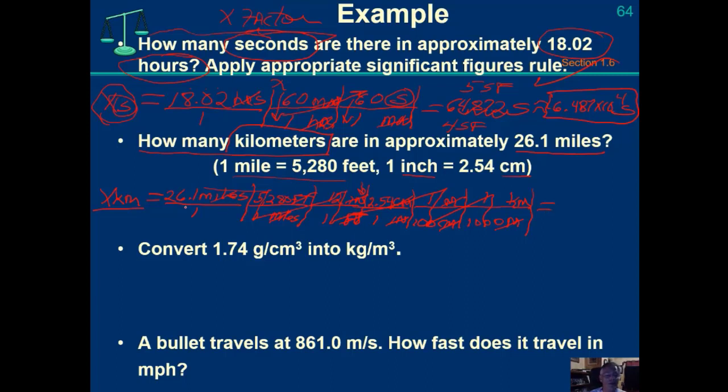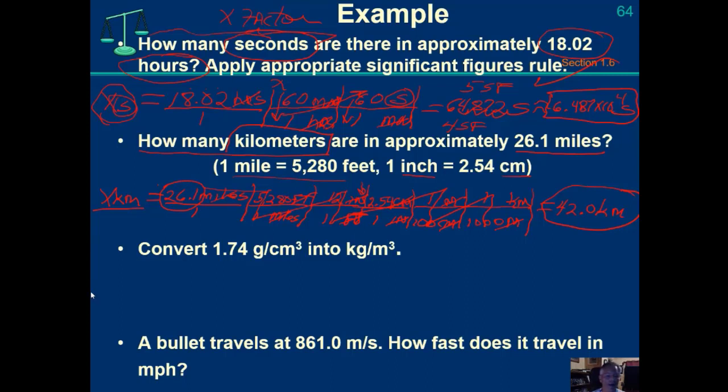Now, the question is, how many significant figures should we have? Since this is all, once again, multiplication and division, I have 1, 2, 3 significant figures, so my answer will have 3 significant figures. So I'll get 42.0 kilometers, which will be my best answer based on significant figures.